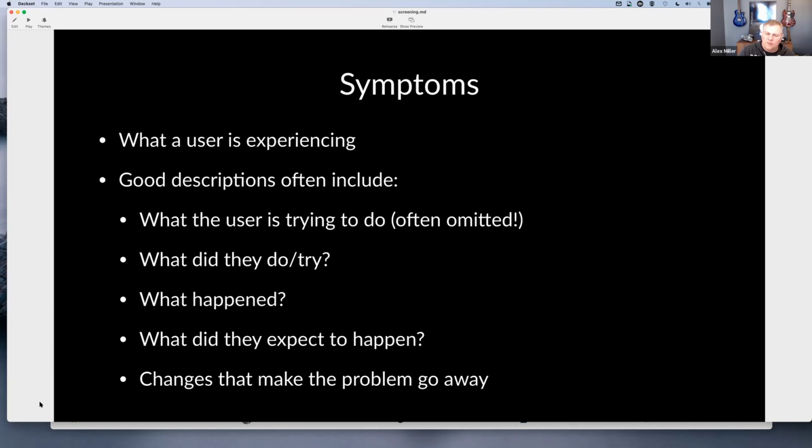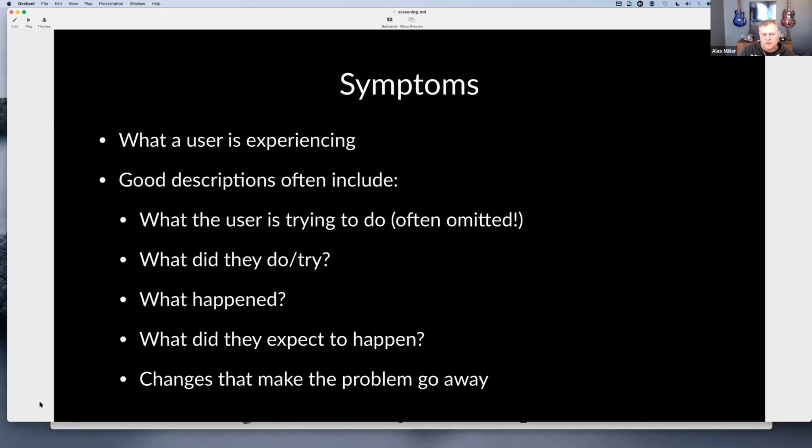So you want to know what they did. Ideally, they might have done more than one thing, so sometimes it's useful to know the set of things that they did. You want to know what happened, and you want to know what they expected to happen, because that's why they think there's a bug and they're filing something. It's because there's some difference between what happened and what they expected to happen, and a lot of times one or the other is not clear. So when I'm looking at good problem reports, I'm looking for symptoms that have these characteristics.